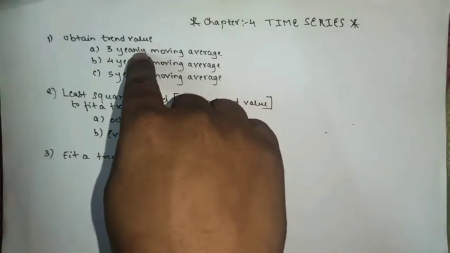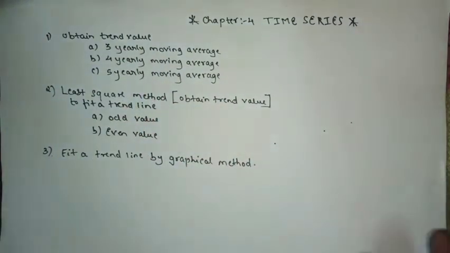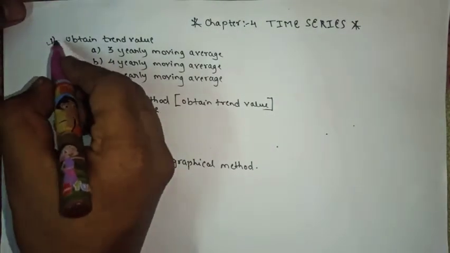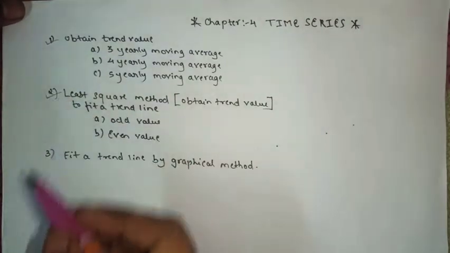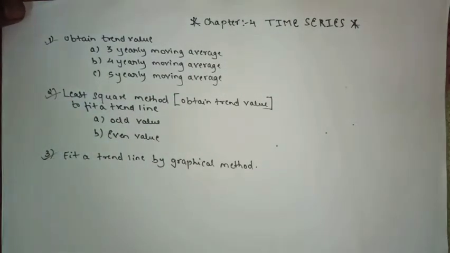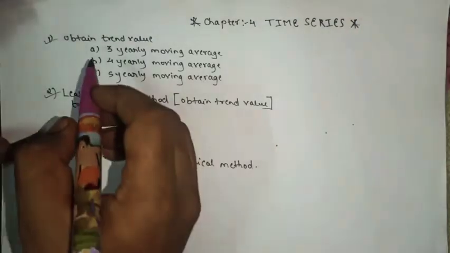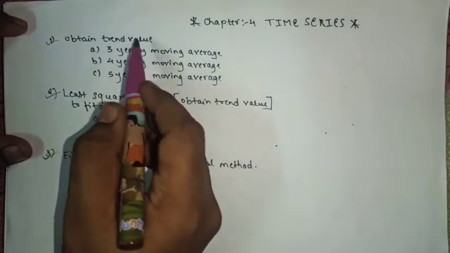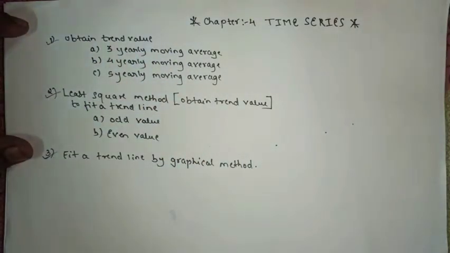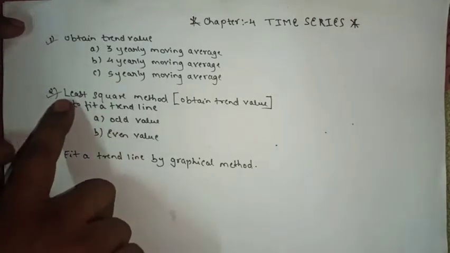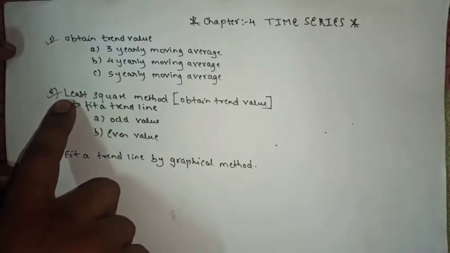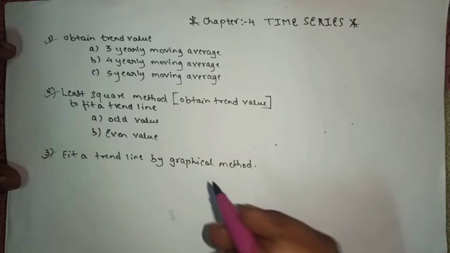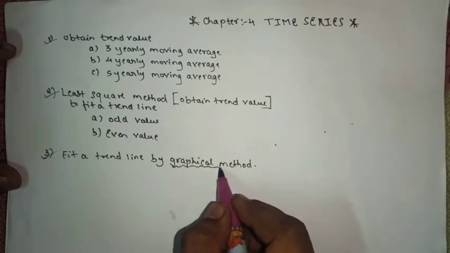We can say three groups, or else three types. This first one is type number 1, type number 2, and this is type number 3. Type number 1, where you have to obtain a trend value. Remember type number 2 as the least square method, and type number 3 as the graphical method.